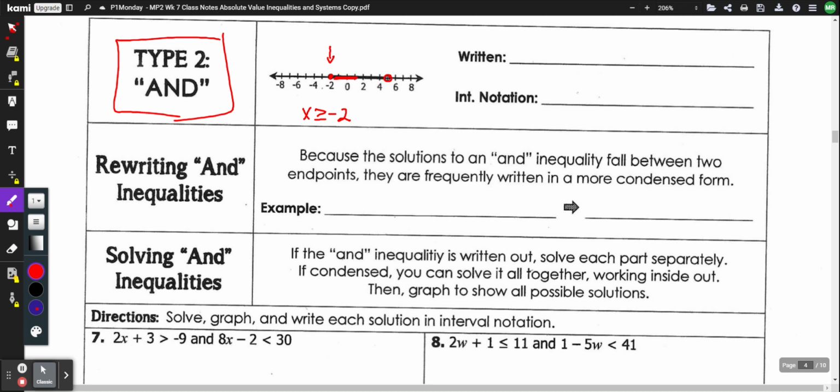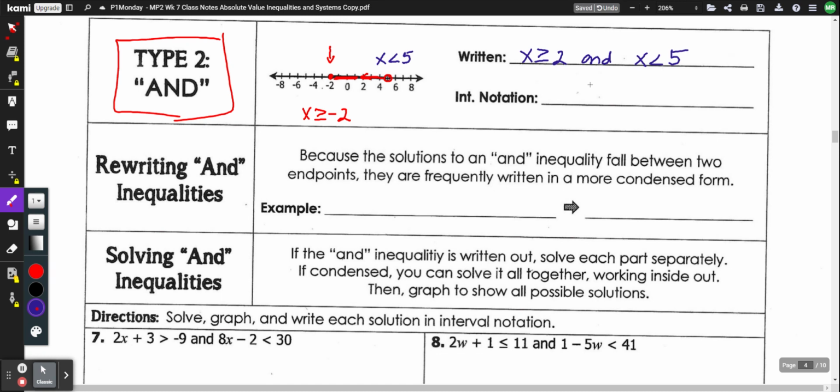Then we have an open dot here, and it's going to the left. So that's going to be x is less than 5. So you've got two inequalities. X is greater than or equal to -2, and x is less than 5.